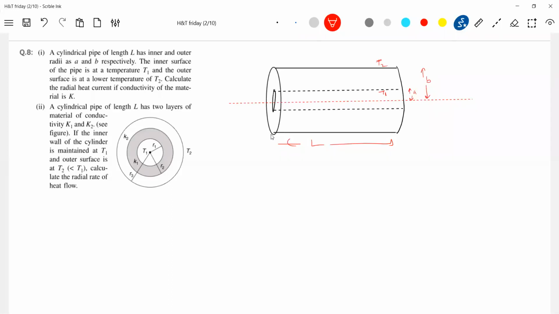This is T2. Calculate the radial heat current if the conductivity of the material is K. Radial heat current. So how will the heat current flow? It will flow radially like this. You have to revise all the different structures. How many are there? Some 4 or 5. So just recollect the mathematics involved once.